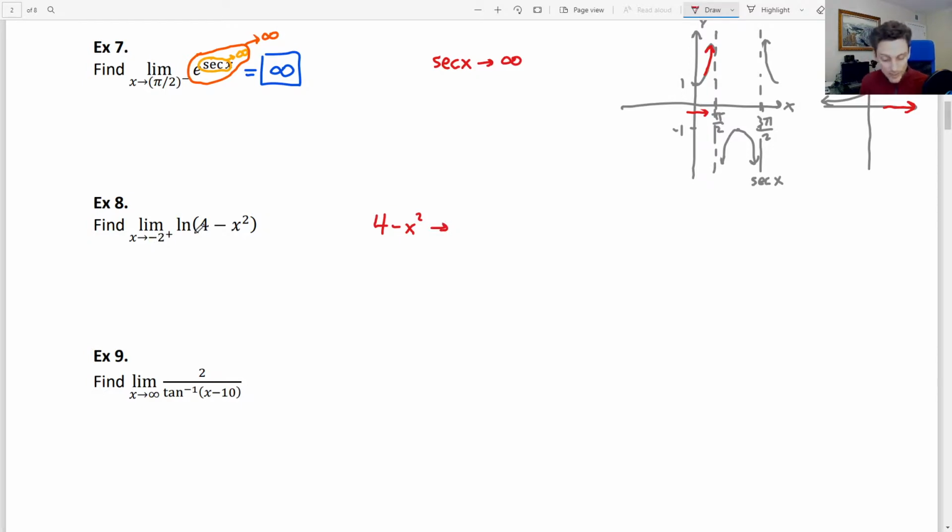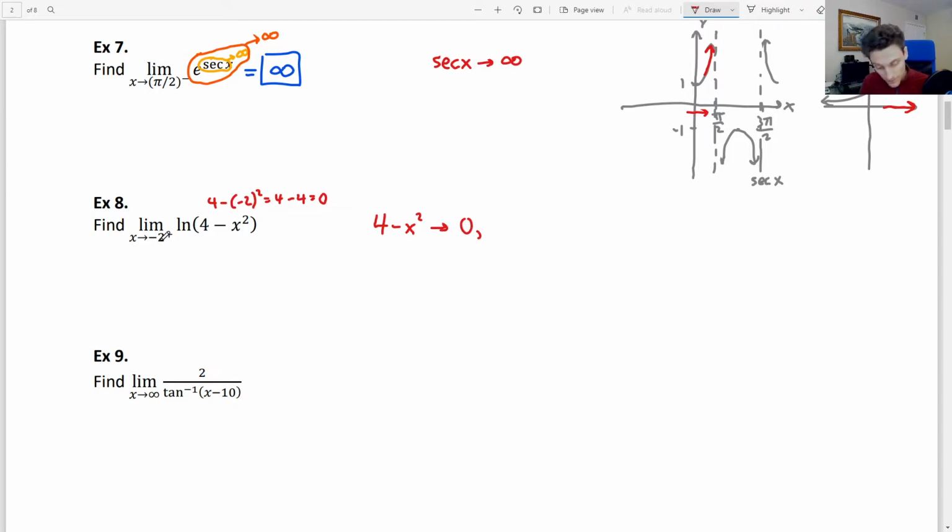Well, if we plug in -2 inside, so we would have 4 minus -2 squared, which is going to be 4 minus 4. Remember that -2 squared gives you +4, but we're subtracting that +4. So that gives you 0. So the 4 minus x squared is approaching 0. Now we can say even more than that, because every time we have something that's approaching 0, we want to ask ourselves, is it approaching 0 from the positive side or from the negative side? Because it's going to make a difference.